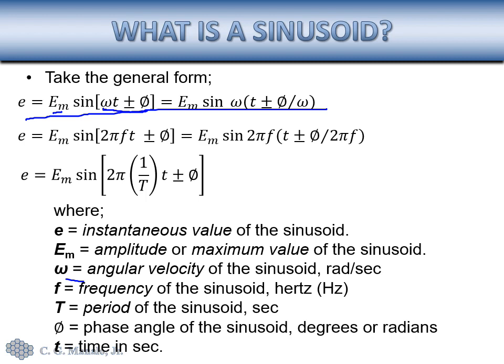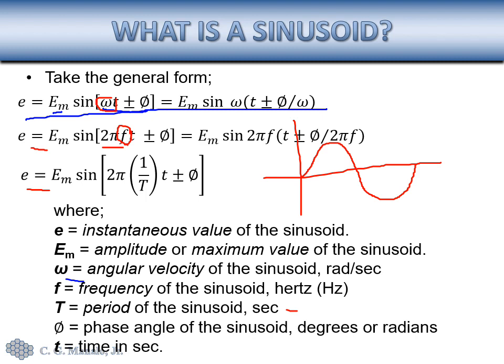Another expression for the sinusoid is this one, where we have replaced omega by 2 pi f, where f is the frequency of the sinusoid in hertz or in cycles per second. A third expression is shown here, where the frequency is replaced by 1 over T, where T is the period of the sinusoid.